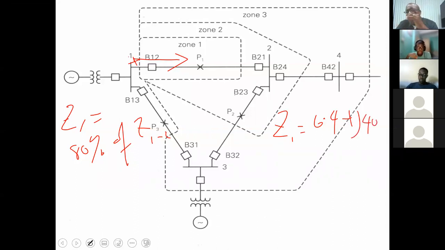However, because I'm seeing this impedance through the CT and the VT, the setting on the relay, ZR1, would therefore be equal to 0.64 plus J4. It would be a tenth of what it actually is.